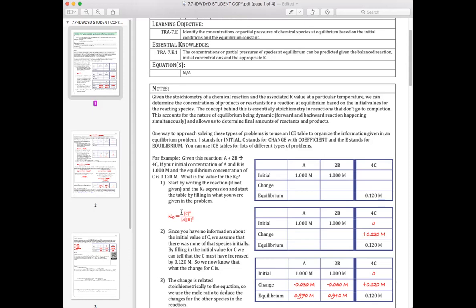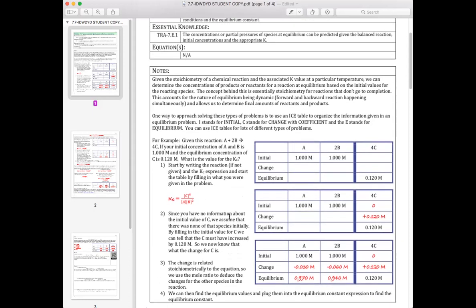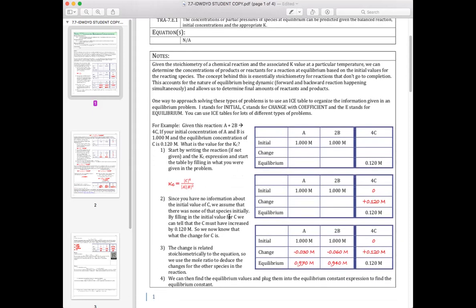Note that here, this represents the right side of the equation. So that's your 4C, and that 4 becomes an exponent. A doesn't have an exponent, but the B here has an exponent of 2. If you want to look at how to set those up a little more, that's section 7.3, the first page.